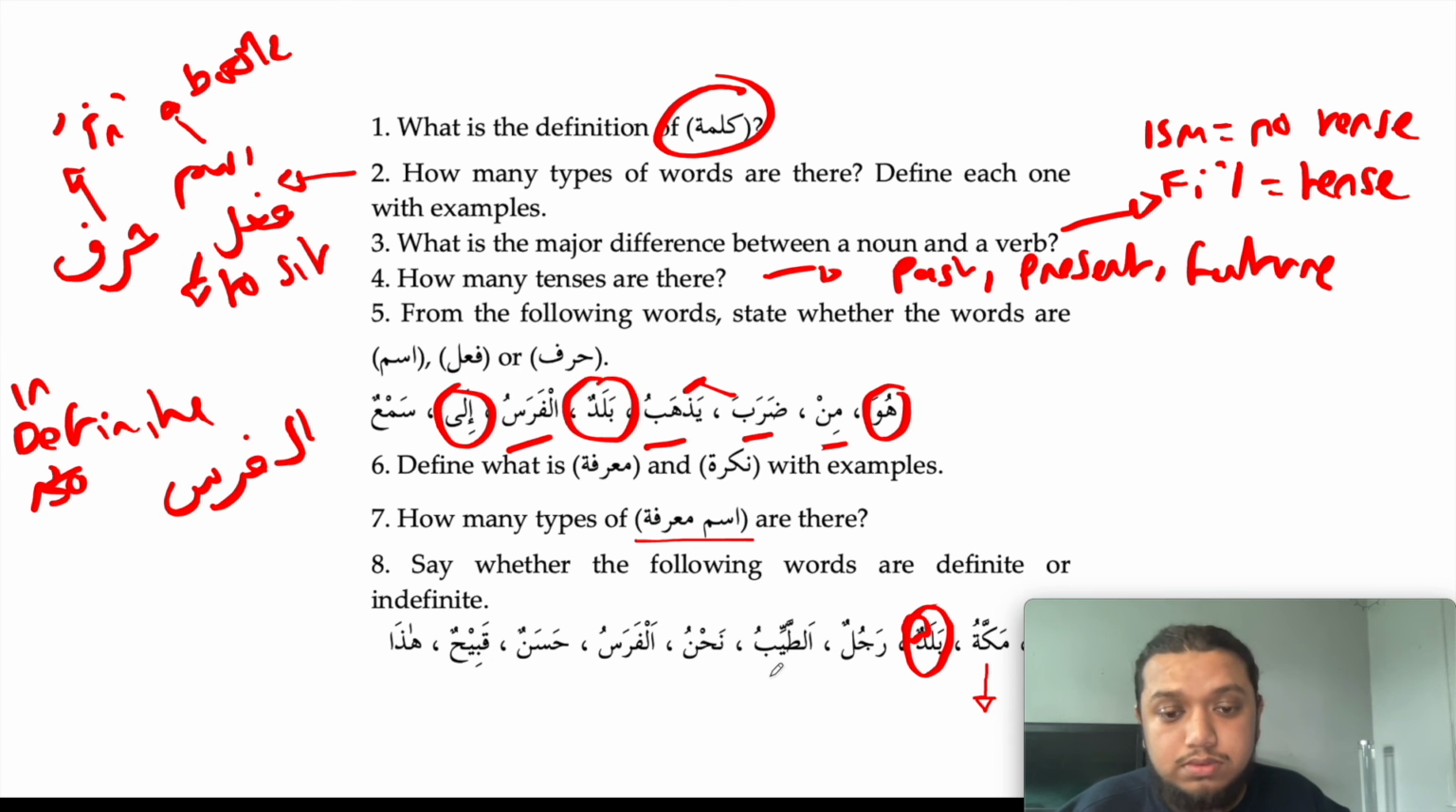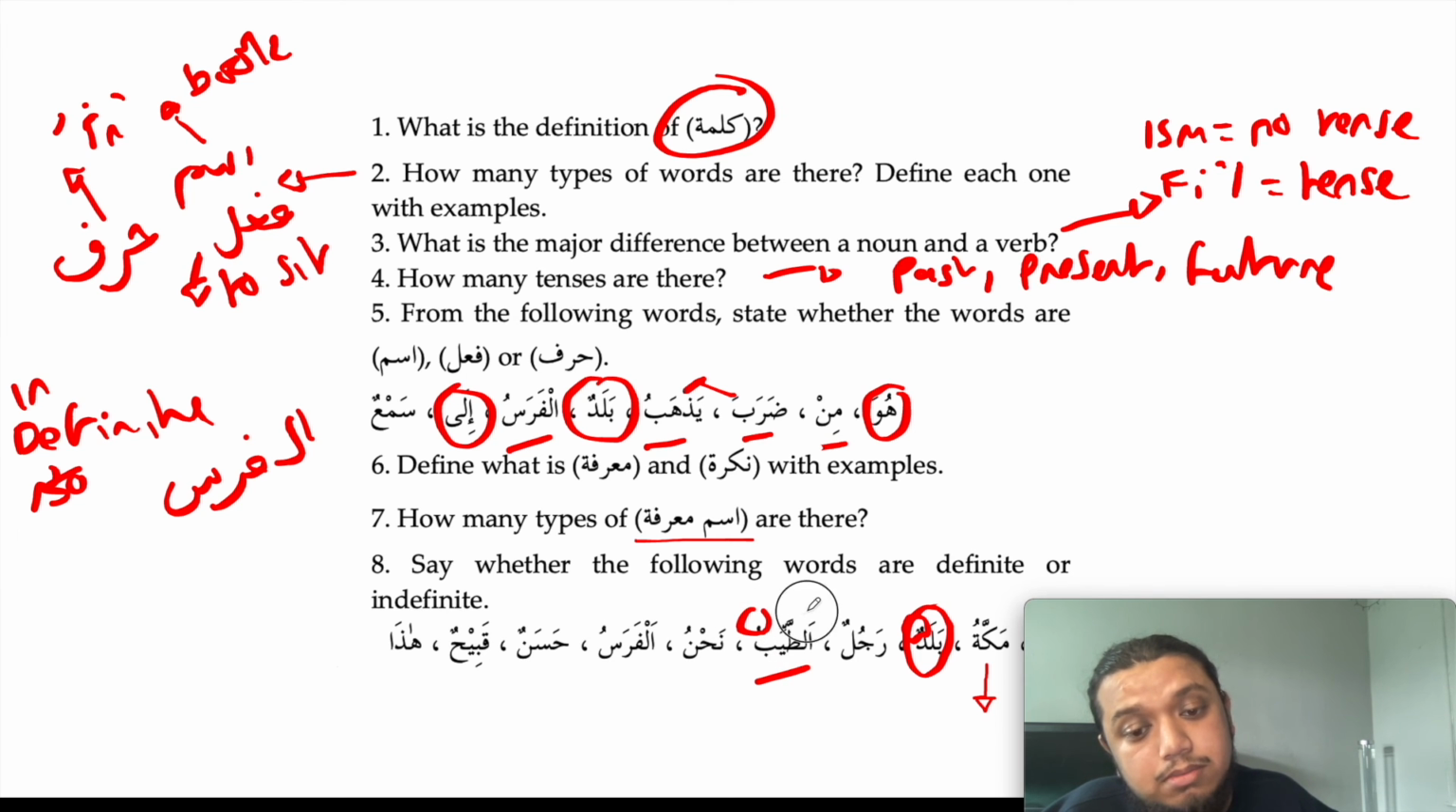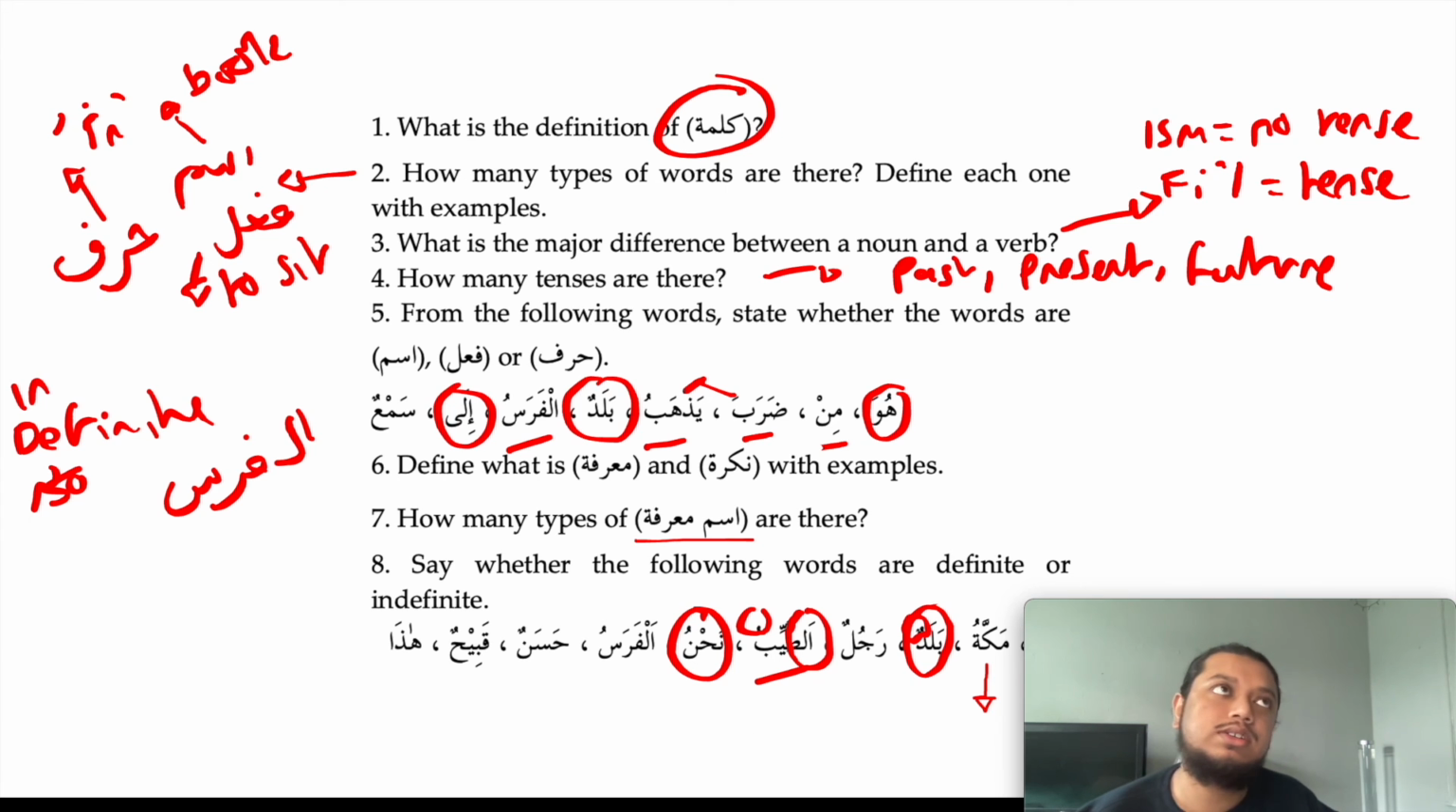At-tayyibu, the good or the clean. Generally, at-tayyib means a good person. At-tayyib, think about it, it's got alif lam, right? And it's got no tanween. Most importantly, because it has the alif lam, this means it's a definite word. At-tayyibu. Nahnu. Nahnu is a pronoun meaning we. Therefore, it is definite. All pronouns are definite.